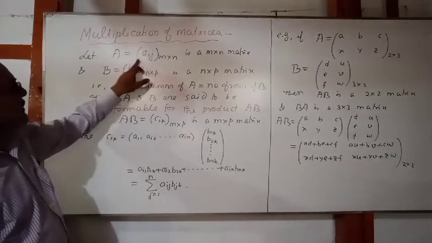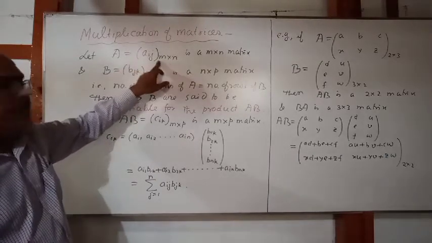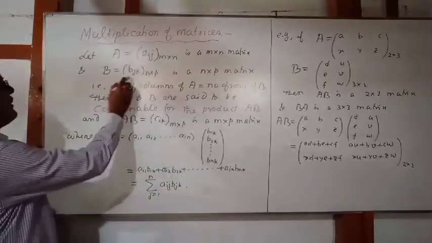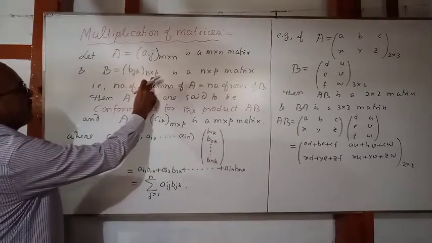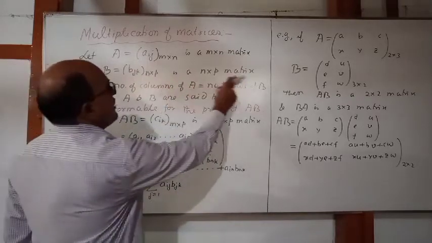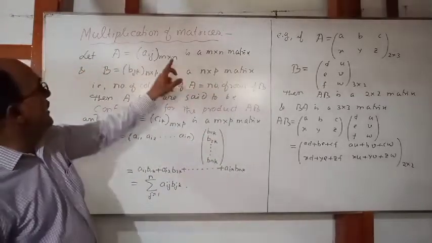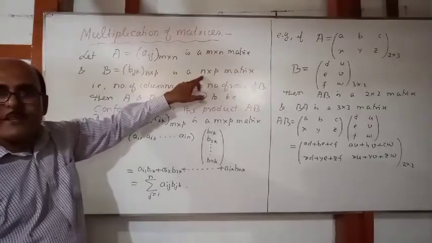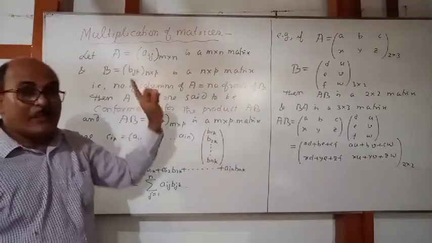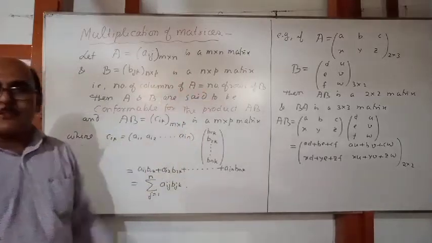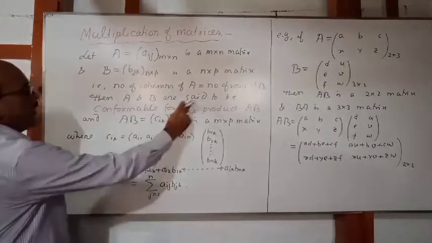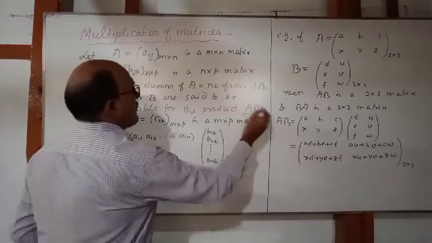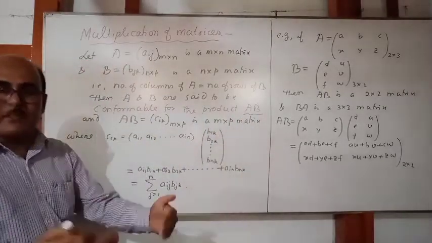Suppose capital A is an M by N matrix, A_ij, M rows, N columns, and capital B equal to B_jk, N cross P, means it is an N by P matrix. We have taken number of columns of A as N, number of rows of B as N, same. They can be multiplied. In this case, they are said to be conformable for the product AB, means AB can be obtained, conformable for the product AB, A into B in this order.